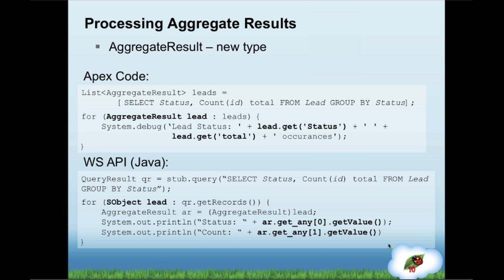It's going to contain key value pairs corresponding to the items that you have in the select clause in your SOQL statement. So for instance, in the Apex code example on your screen, we're simply counting up the statuses of all our leads and grouping them by the status so that we can see how they bucket out. And the way that we handle that result is we iterate through the aggregate results and use a getter to get the status and also a getter to get the total.